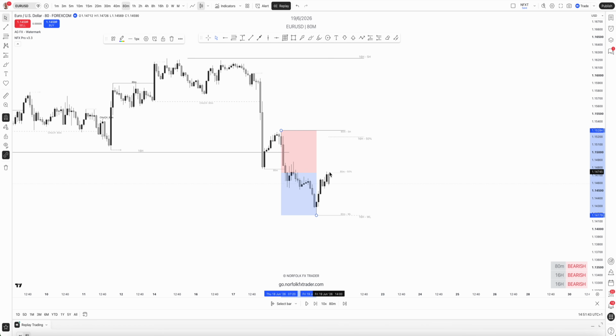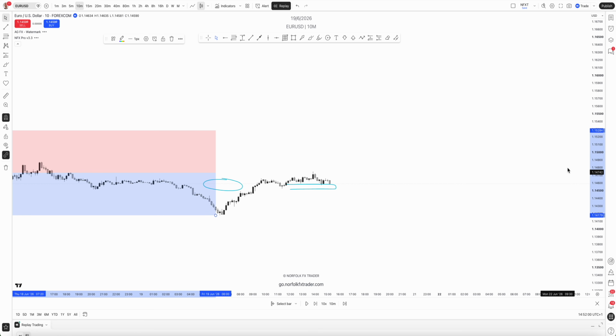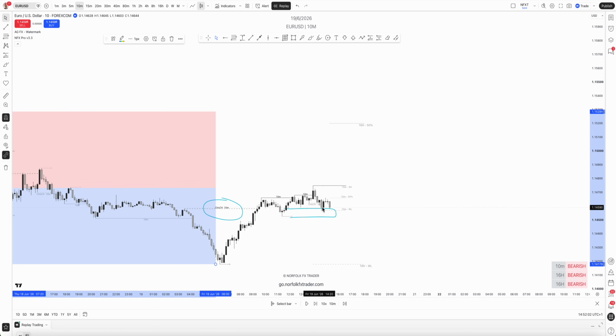So as price taps into that 50% area, I do not want to be buying right to that area. Yes, I can buy down here up to the 50% of that 80-minute range, but we don't want to be buying right here. So if I went to that 10-minute time frame once again, we can see we're looking to buy right at around that area.